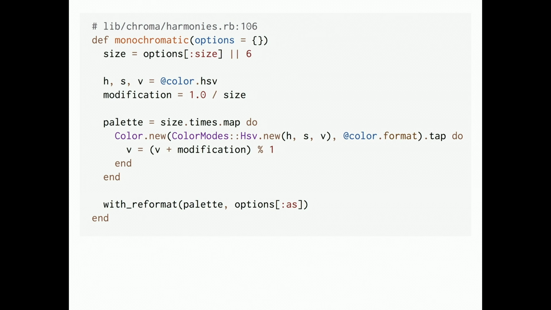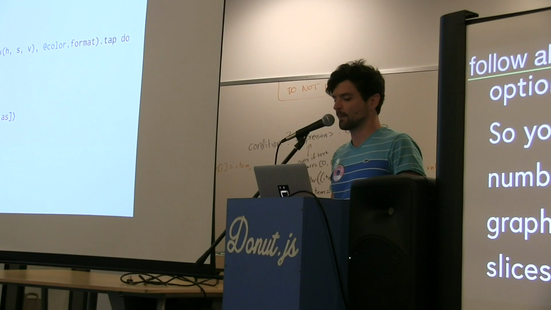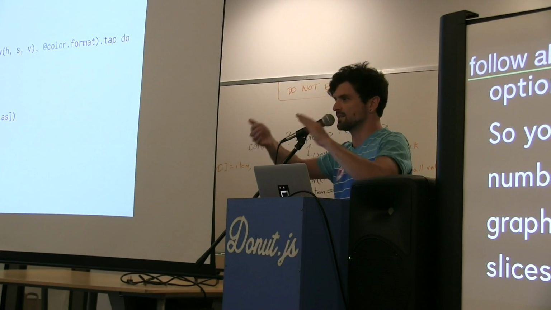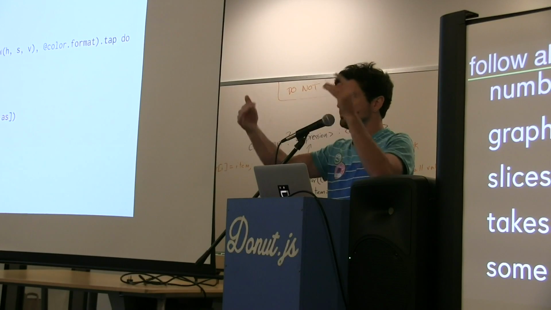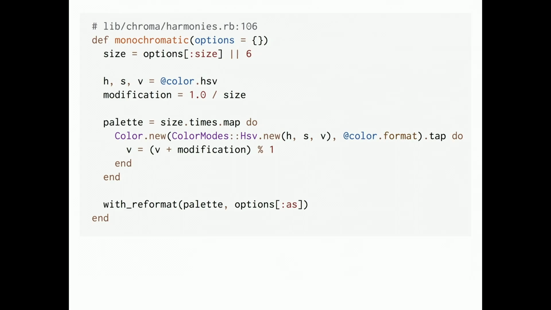So I started digging around in the code, and I found this method here, monochromatic. You can see it allows you to pass in a size option, which is pretty cool. So you can give it any number of bars in a bar graph or any number of slices in a pie chart. And it takes the size and creates some sort of coefficient or something it uses. Who knows what's happening here? But it returns a palette array that size times map is looping through the number of times the size and making an array of all this stuff. And it does some formatting there at the end.